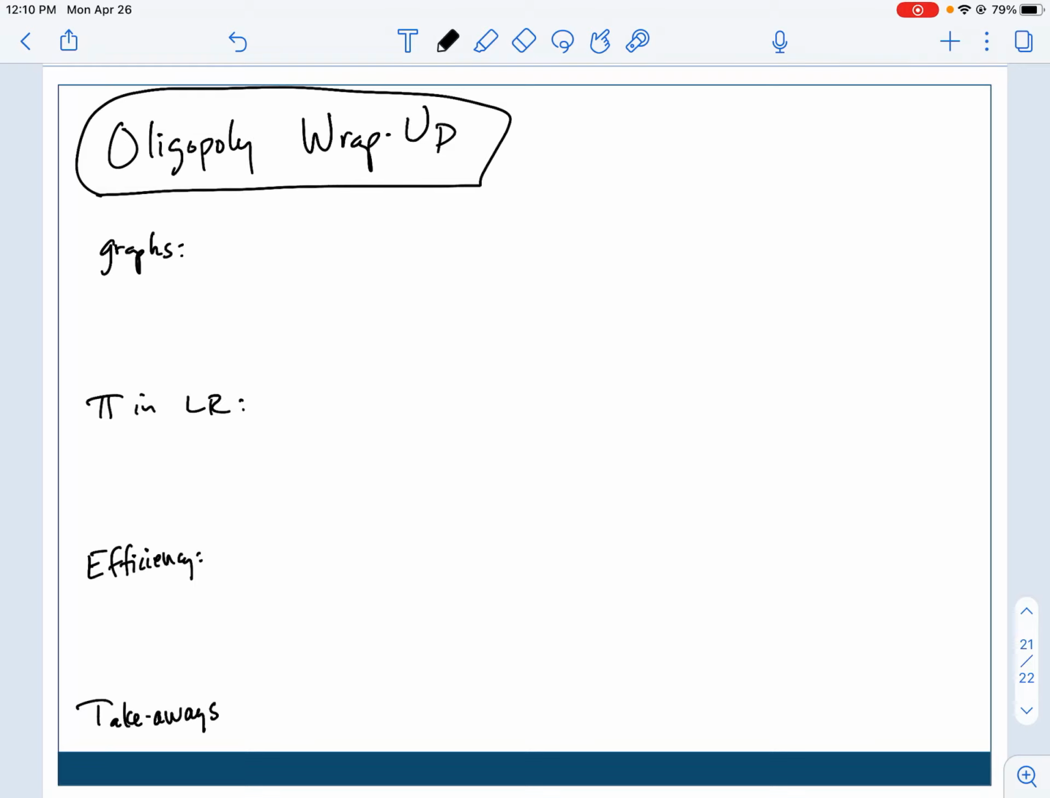Okay, this one should be a brief video. This is the Oligopoly Wrap-up. In the main table that I gave you early on at Perfect Competition to organize your thoughts through this section, there's always a section that says relevant graphs. This is the one place where technically there are no graphs.